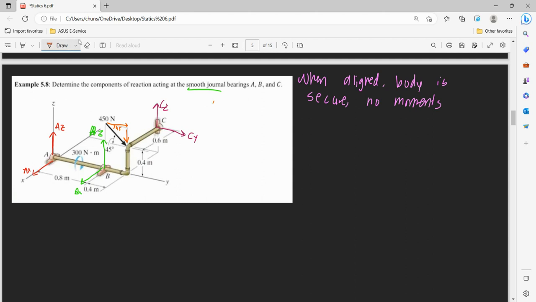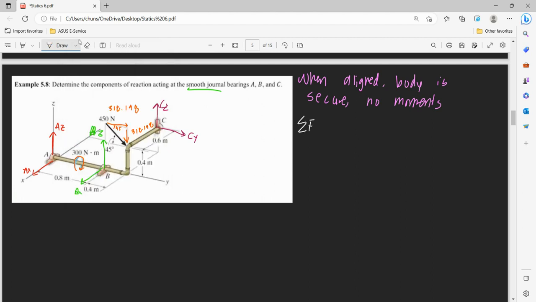So, sorry. Okay, this is 450 cos 45, and this is positive 318.198, and that's going to be the same for our Z component. Okay, and we also have another moment that is a part of the system here. Okay, so let's start building our equations.